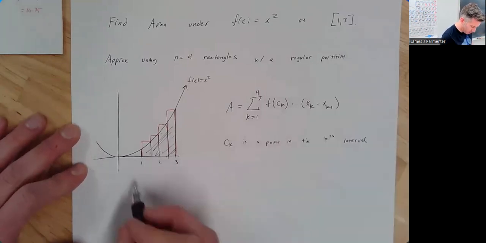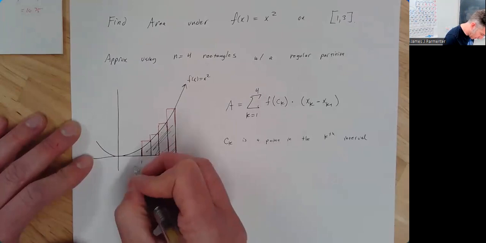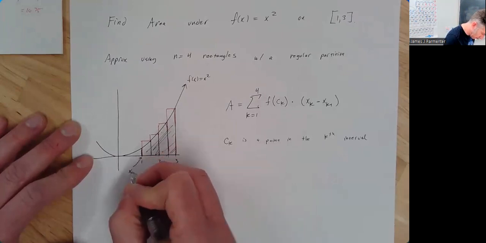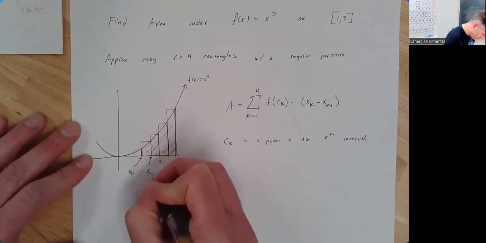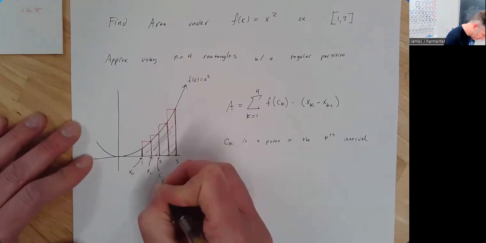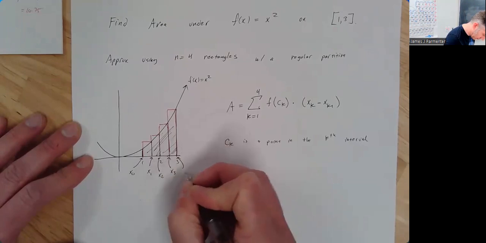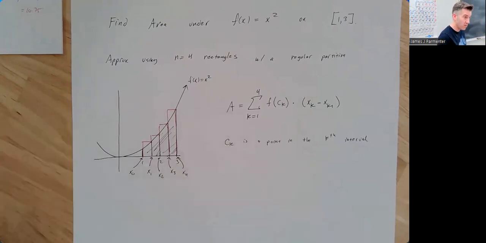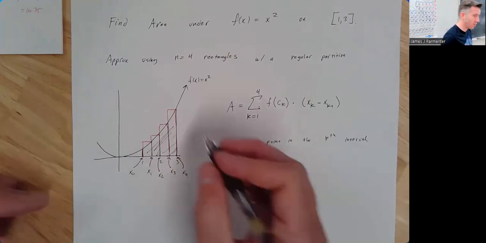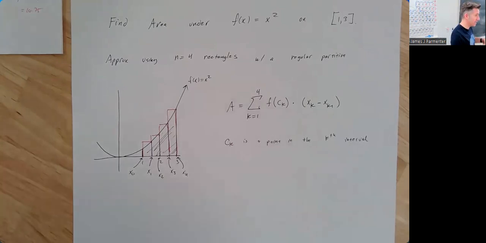So here what we've got going on is this first point here. That's your x sub 0. That's your x sub 1. That's your x sub 2. That's your x sub 3. And that's your x sub 4, which is your x sub n, right? Because we're using n equal to 4 rectangles. But as we let n get larger and larger, we're going to have more intervals, and we're going to have a partition of more points.